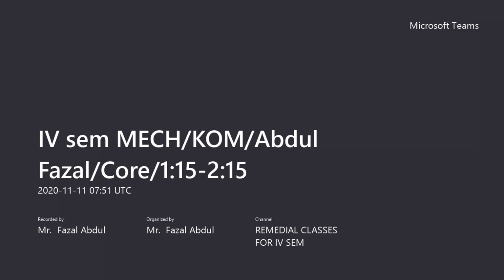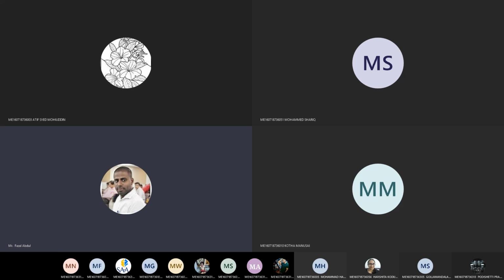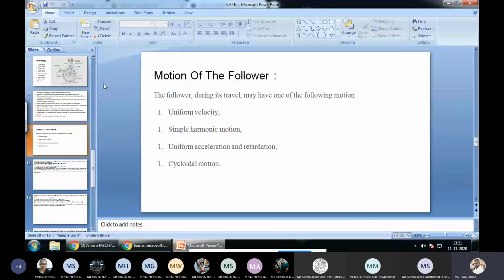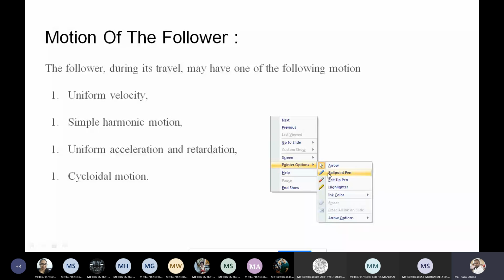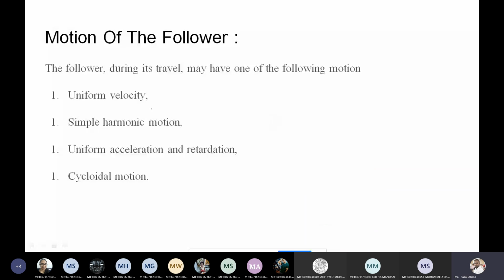About the motions of the follower. In that motions of follower, what topic we completed? We completed the uniform velocity. It means, motion of the follower means displacement diagram, we completed. So displacement diagram for the uniform velocity and displacement diagram for the simple harmonic motion we completed.